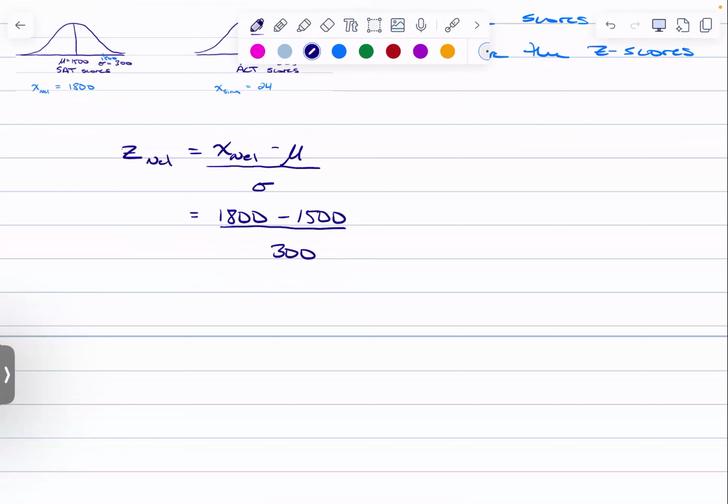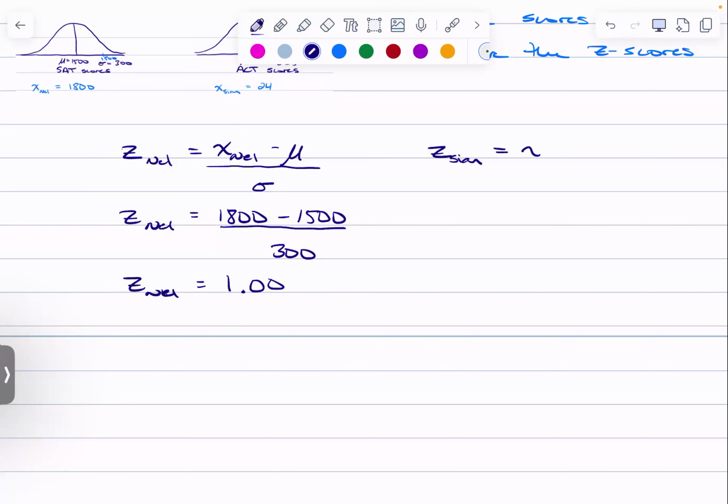Wait, leave nothing to chance. I'll do some decimal places just for completeness. So Nell scored 1 standard deviation above the mean for the SAT scores. And I'll do them side by side here. Do the same thing for Cian.